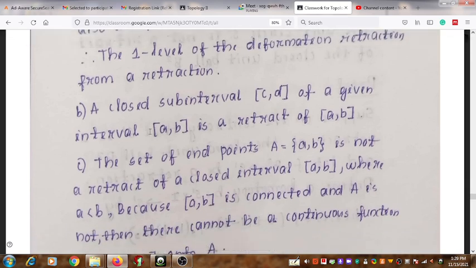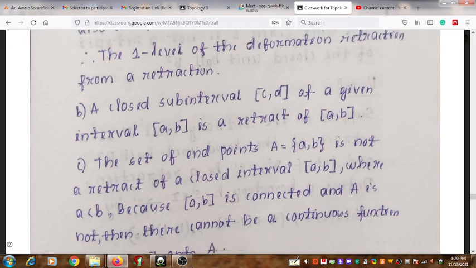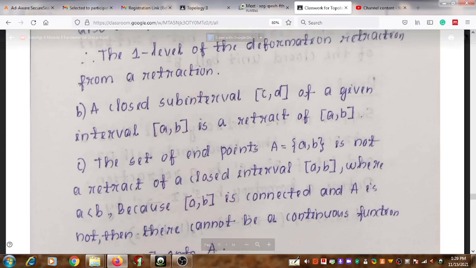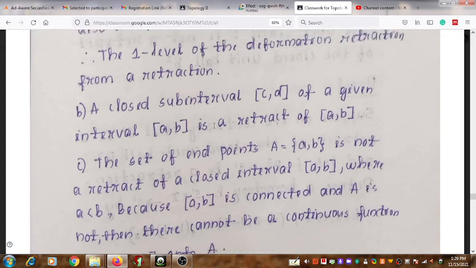Next example: a closed subinterval. We consider a closed subinterval CD of a given interval AB. Any closed subinterval CD of a given interval AB is a retract of AB.